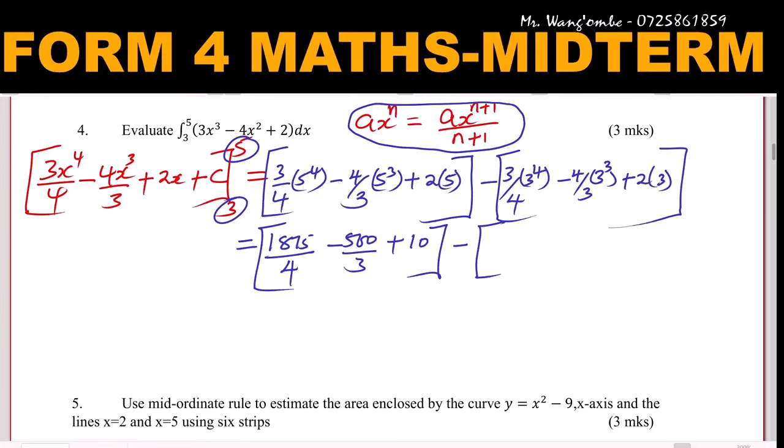The other one, 3/4 multiplied by 3 raised to the power 4, gives 243 divided by 4. Subtract 4 thirds multiplied by 3 cubed, that will give 36. Then plus 6.